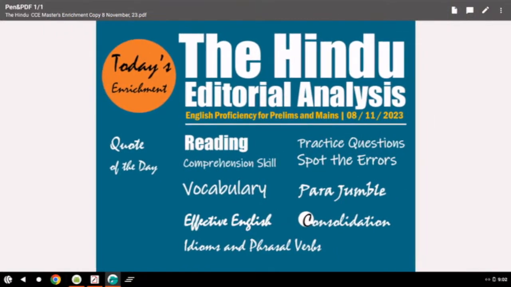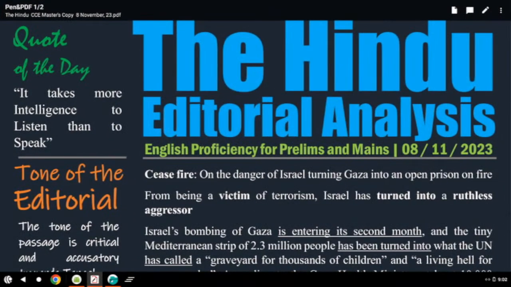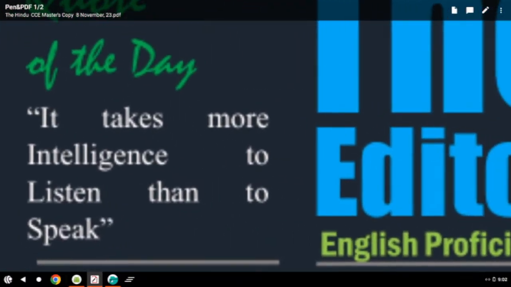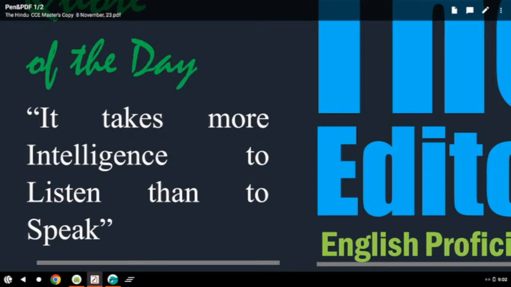That's about the enrichment. We'll go to the actual editorial and we'll start the session with a nice quote. What is today's quote? It takes more intelligence to listen than to speak. Usually we think it takes more intelligence to speak. That's what we think. But what does the quote say? It takes more intelligence to listen than to speak. So what is important here? I hope you guys have that intelligence.